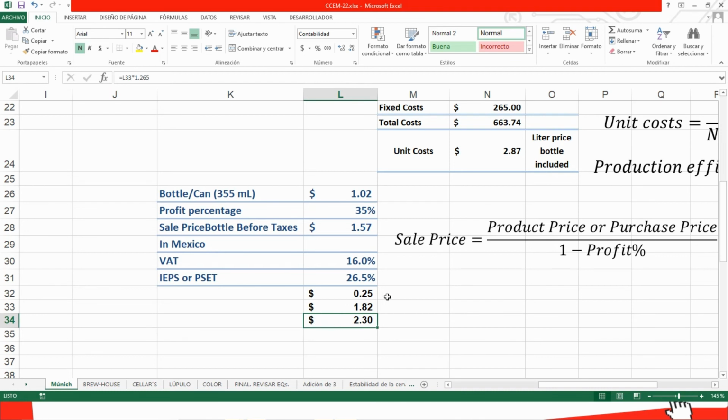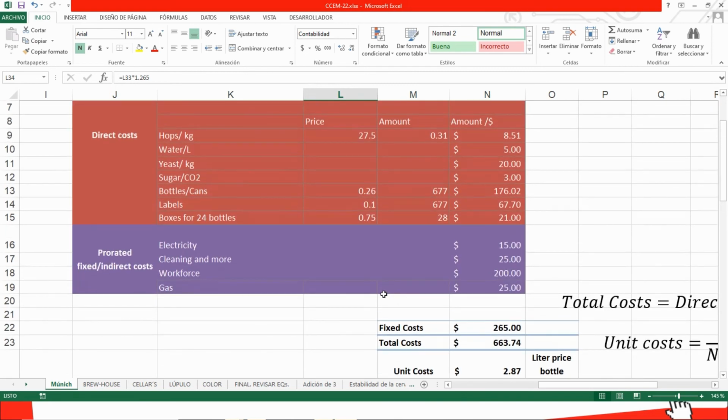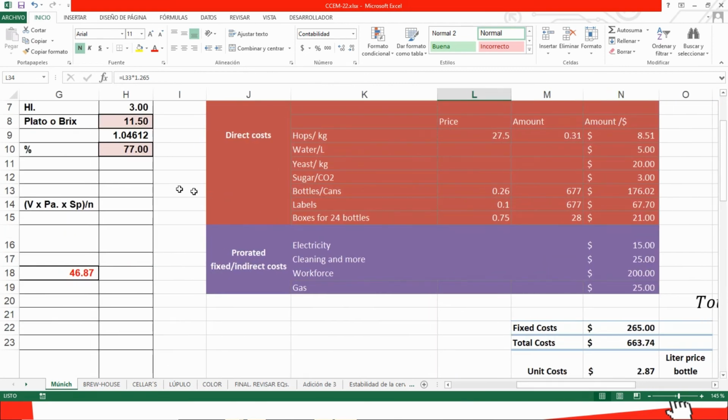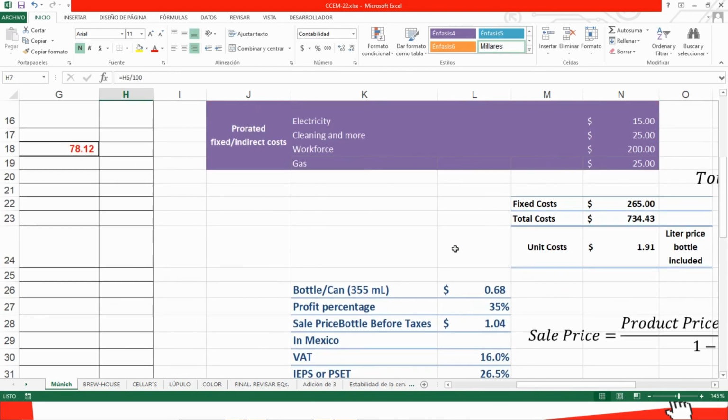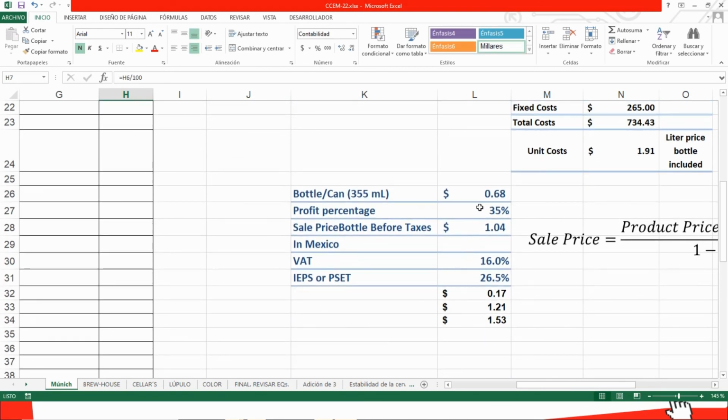Obviously this is for a microbrewery. If you want to produce more, just imagine that I want to produce 500 liters with the same installation, as you can see, I can reduce the price. So if you want to produce more quantity of beer, your price will drop.